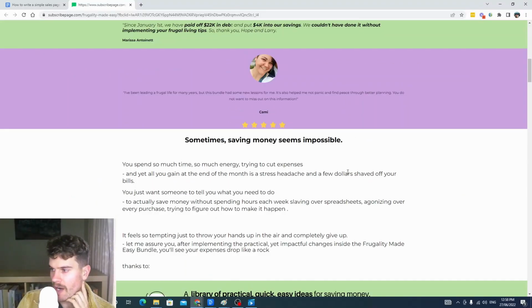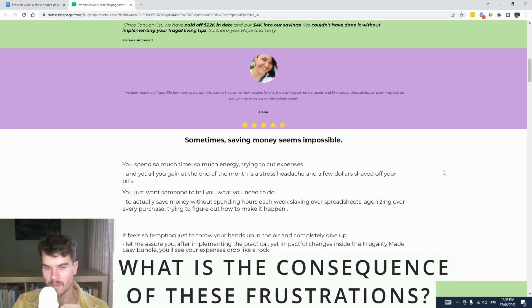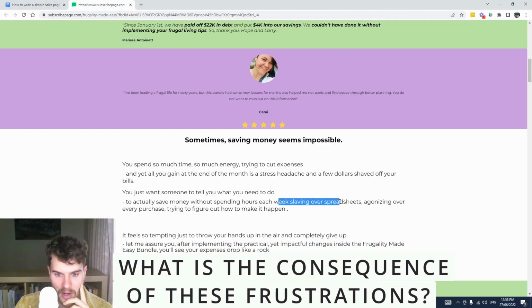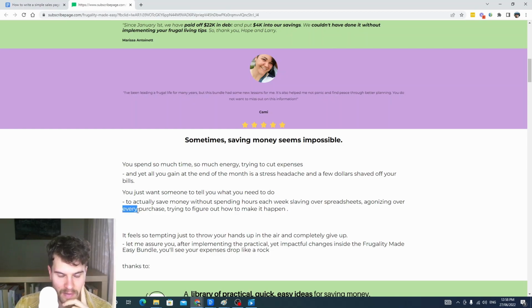Okay, so I feel like we need to be empathizing a little bit more and doubling down on what people think they're missing out on. Especially when we're just introducing, talk about the problem and what it means to them. Now, you've mentioned slaving over spreadsheets and agonizing over every purchase. Yes, but then, what's the consequence of that? Does that make sense? So I wrote: double down on what people think they're missing out on, or the emotional pain that's associated. So saving that money doesn't have to be miserable.